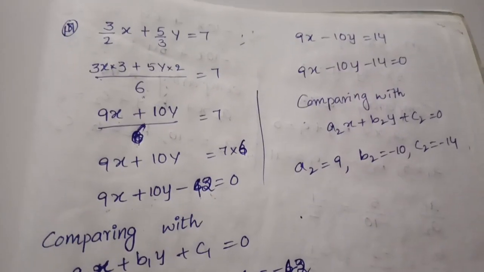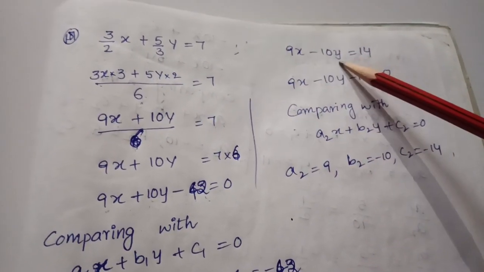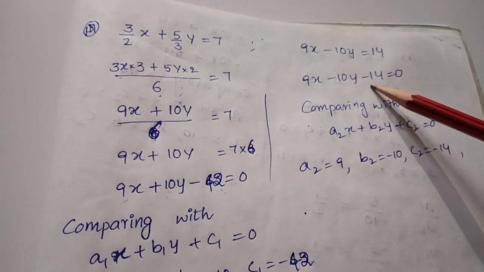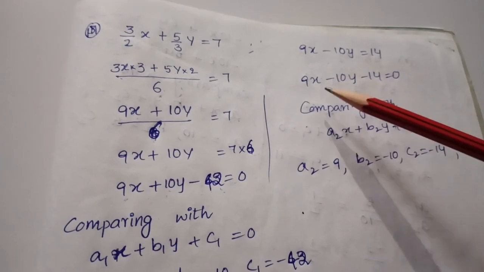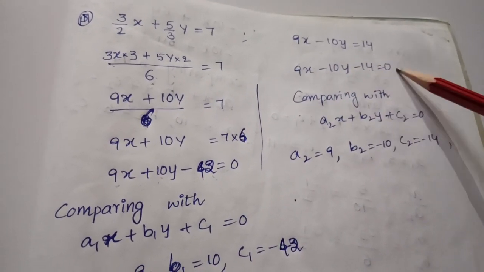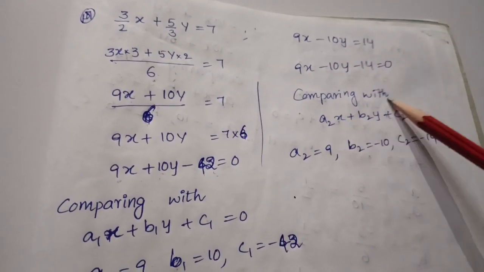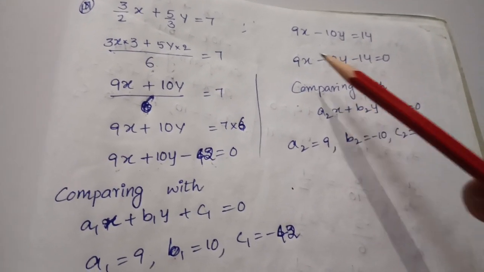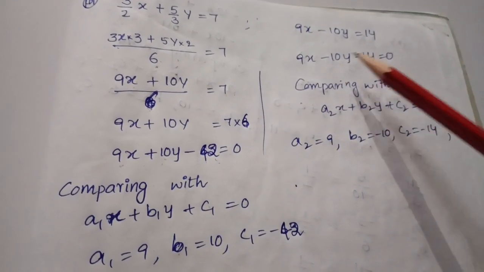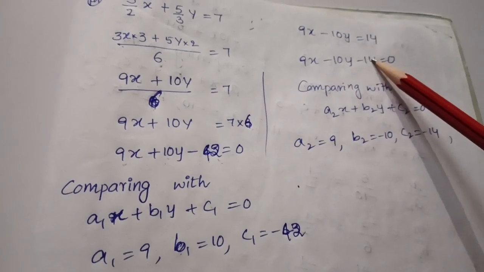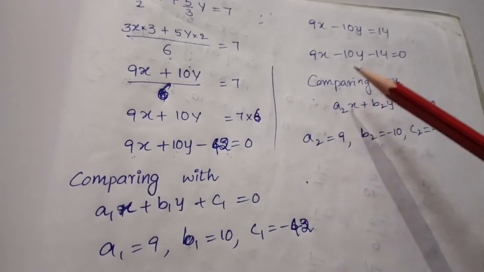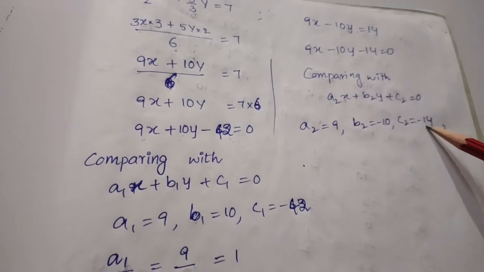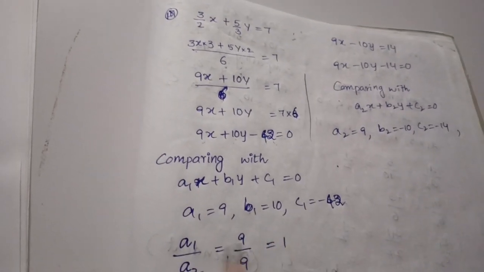Next second one, 9x minus 10y equals 14. 14 transposing LHS minus 14, 9x minus 10y minus 14 equal to 0. Comparing with A2x plus B2y plus C2 equals 0. A2 position 9, B2 position minus 10, C2 position minus 14. So A2 equals 9, B2 equals minus 10, C2 equals minus 14. Now find the ratios.